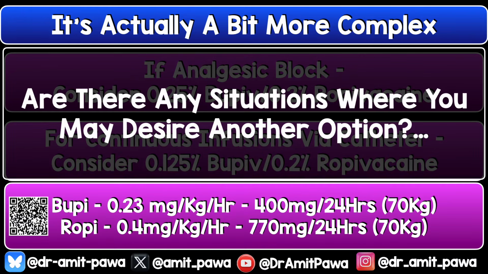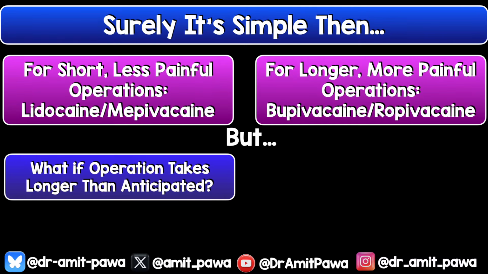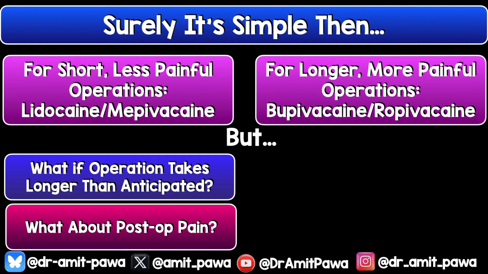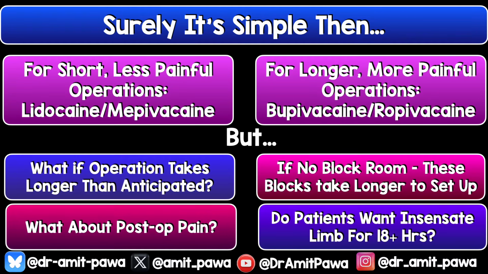But are there any situations where you may desire another option? So going back to my simple version of maybe for short operations using lidocaine and bupivacaine and for longer operations using the bupivacaine or ropivacaine solutions, but what happens if the operation takes longer than anticipated? And then what are you going to do about post-operative pain? If you use lidocaine for a short operation, of course the anaesthetic dose of lidocaine will wear off, but we've got to think about post-operative pain. If you're using a longer acting solution, these take longer to set up. And what happens if you haven't got a block room? But also, do patients want to have an insensate limb for more than 18 hours?